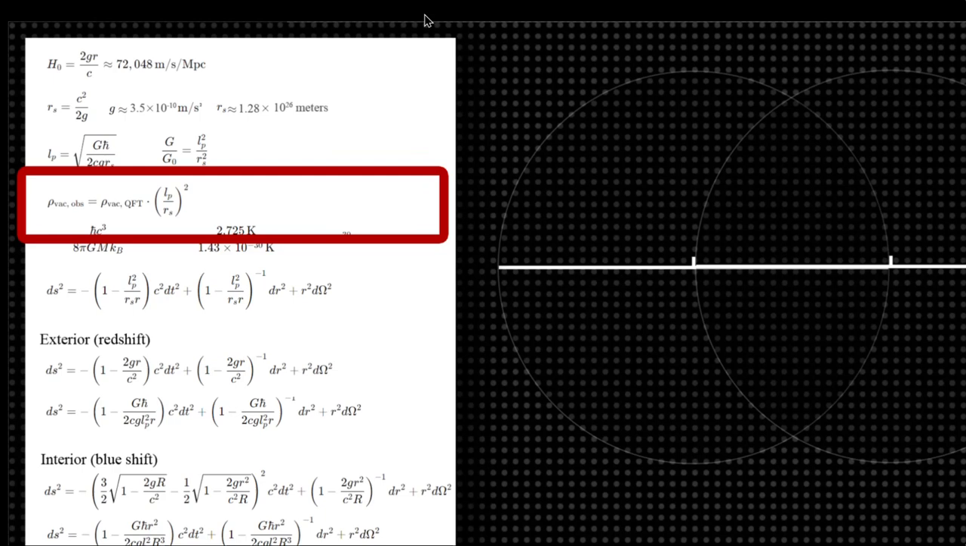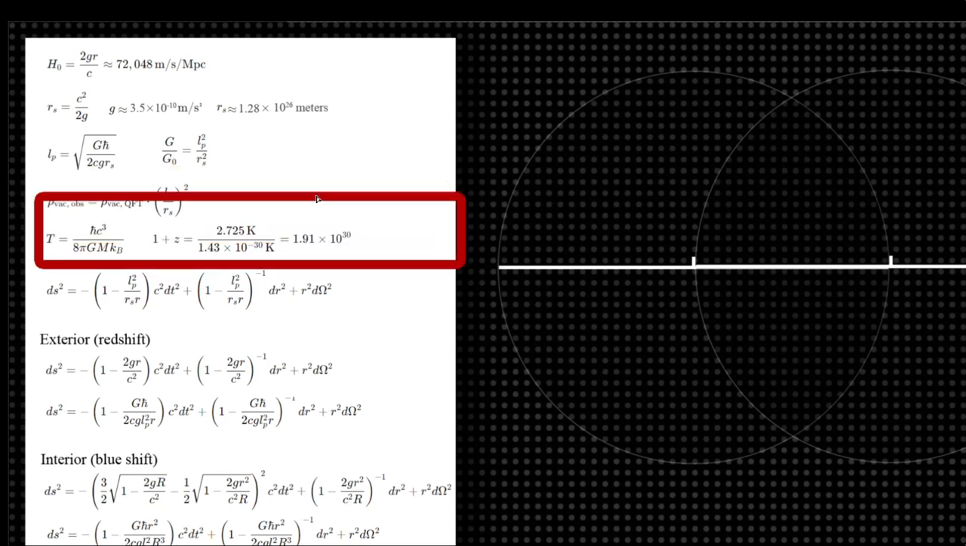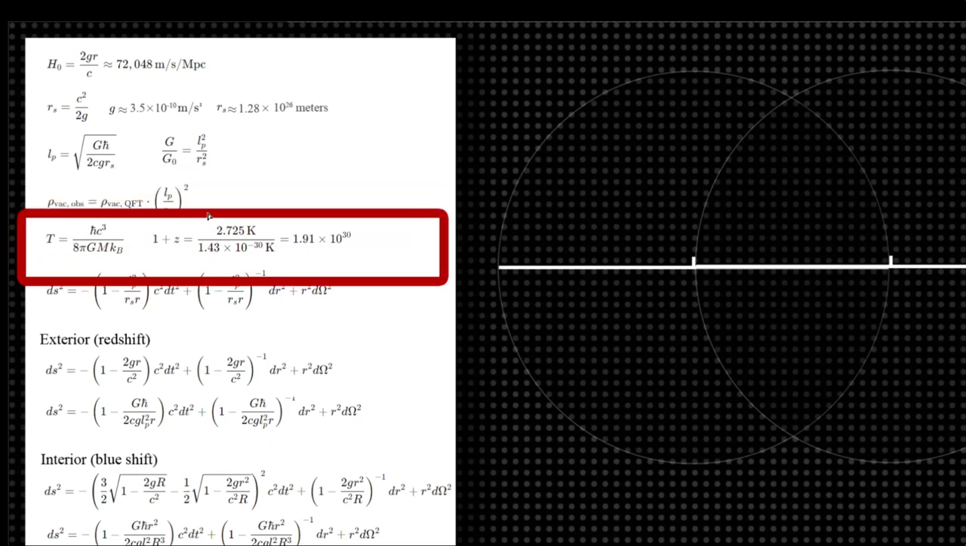So this resolves the vacuum catastrophe. Now, I fixed the meters per second squared up here, by the way. Let's move on to the cosmic microwave background radiation.